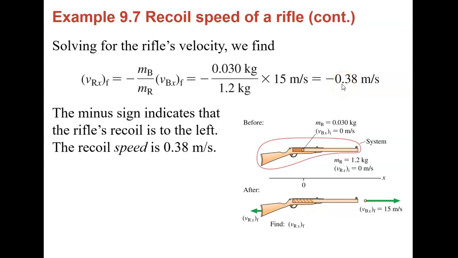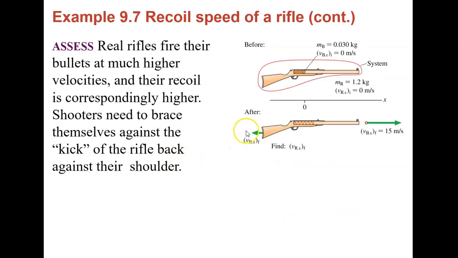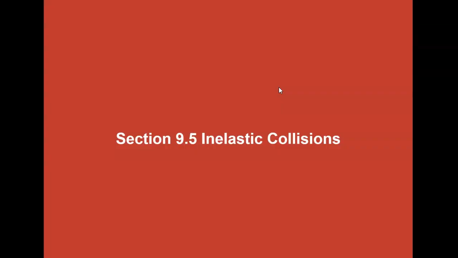meters per second. And if you think about it, it should be going at a much lower speed because the gun has a lot more mass. A lot bigger mass. It should be going a lot slower. All right.